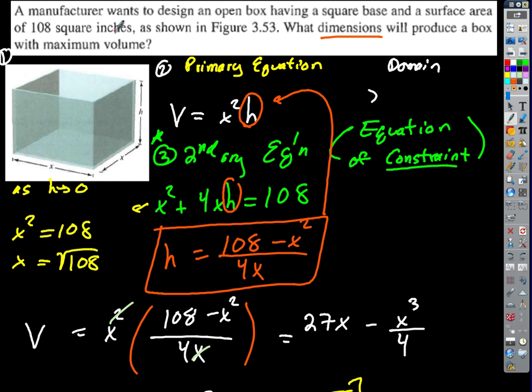They want to know dimensions, though, so they didn't really ask for the volume. We found it, but what are the dimensions going to be? Well, we know x, which represents the width of the base, is 6. How do I get the height? Good. We got a box substitution equation. We go right back there. And we know that h equals 108 minus 6 squared over 4 times 6. Oh, so what's that going to give me? 108 minus 36 is 72, divided by 24 is 3.